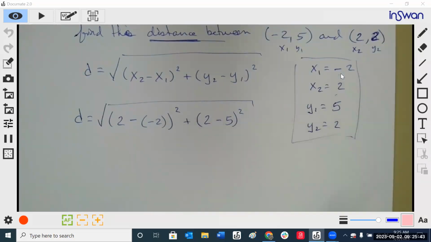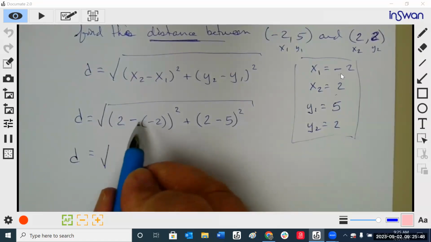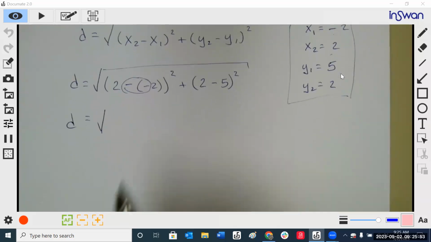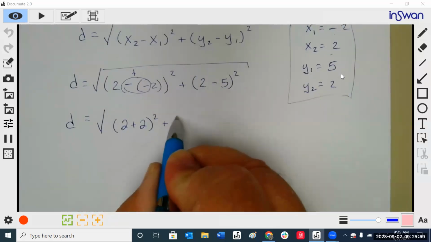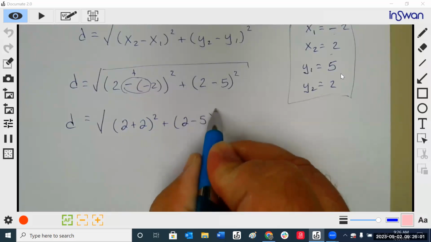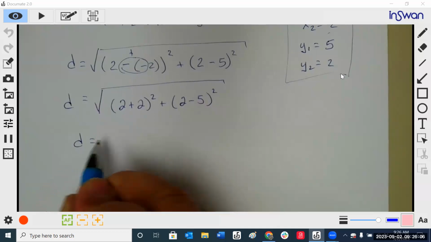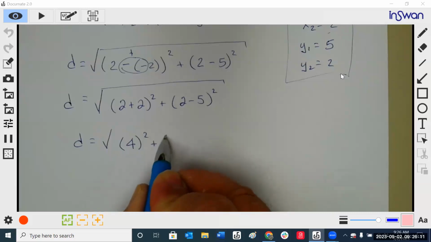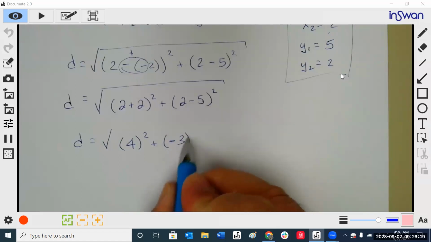Once I took all those numbers and plugged them in, now I do the math. Here, I have two negatives next to each other. It becomes what? So it's 2 plus 2 squared, 2 minus 5 squared. 2 plus 2 is 4. 2 minus 5: since 5 is bigger and they are opposite signs, the answer is negative. 5 minus 2 is -3. Very good.